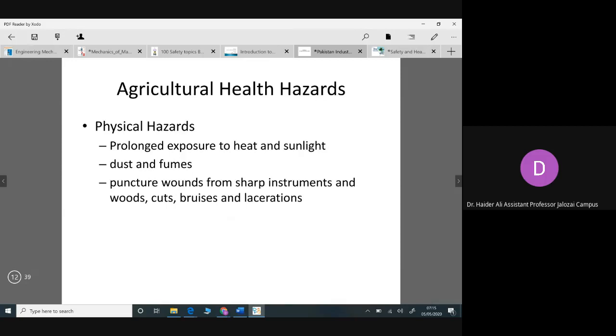Now there are physical hazards, like prolonged exposure to heat and sunlight when they are sowing, or when they are cutting crops. In both seasons, they are spending long hours in the hot summer sun, or in the cold winter nights or winter days. There is always some sort of dust and fumes present in the field. There can be wounds caused by sharp instruments or wood or stones or different sorts of material present in the field that can cause bruises and lacerations.